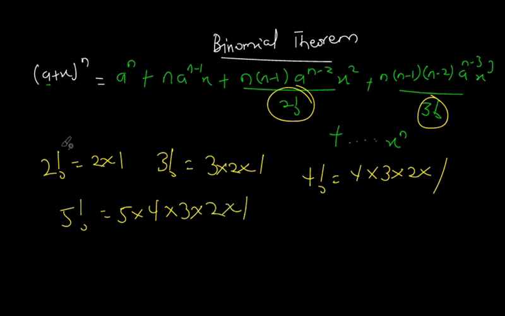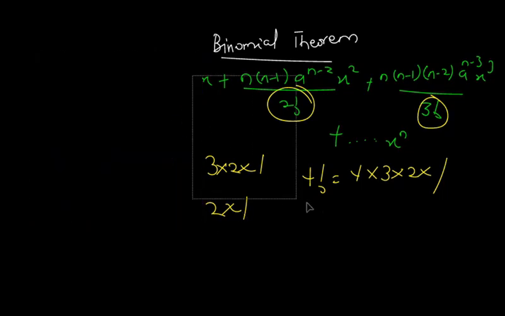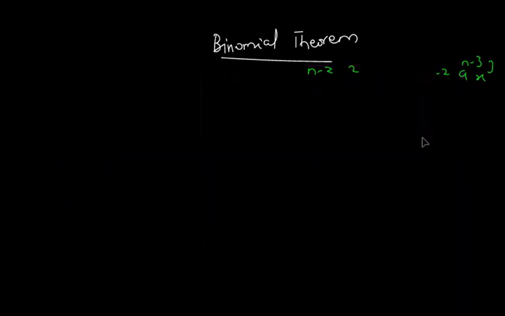Exactly. So this is what we mean by factorial, and this is the general way of expanding a binomial using the binomial theorem. So let's have a look at an example to see how we can apply this way of expansion to solve a particular problem.